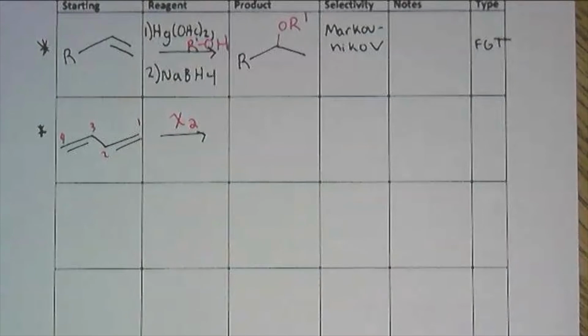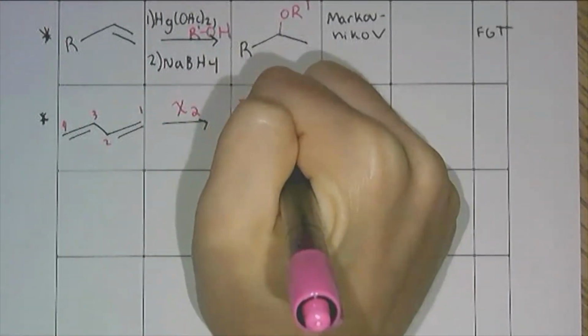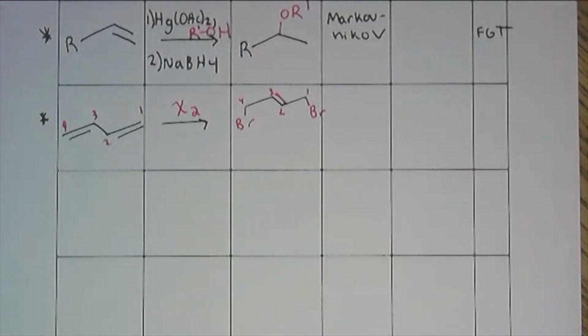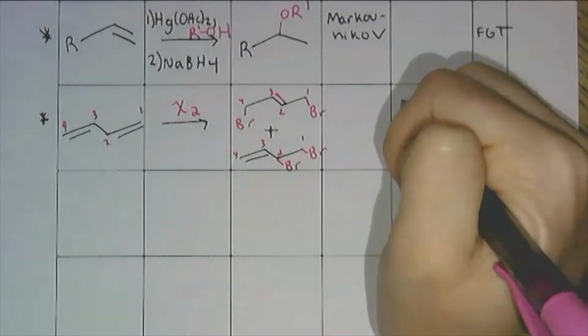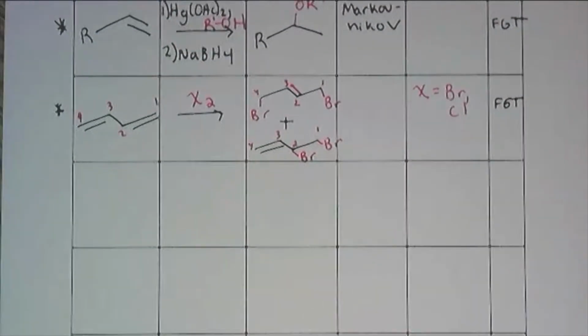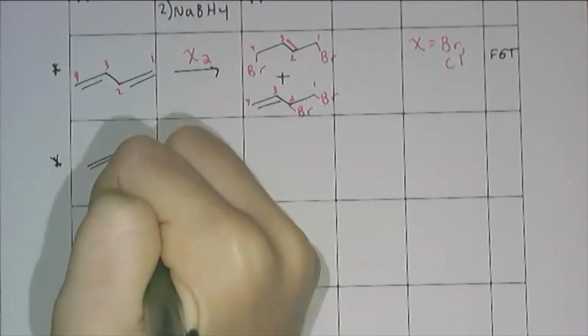When you do this reaction, I just put these numbers here just for reference. You're going to get two products. So the two halogens can be added to either the 1 and 4 positions or the 1 and 2 positions. And when it's added to the 1 and 4 positions, that double bond rearranges to go to the middle to form a more stable product. It's important to note that in this case, X represents bromine or chlorine.